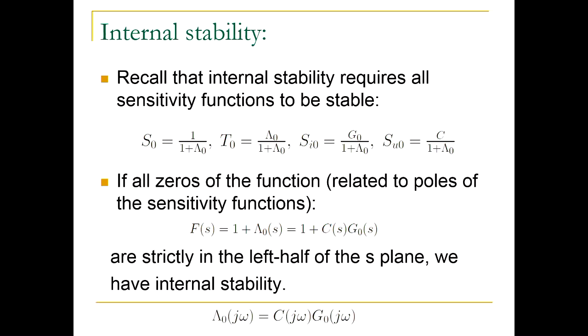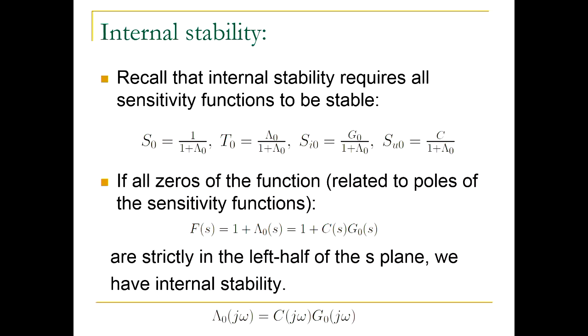All right. So we want to just review things and put things into context. Remember when we talked about internal stability, we said that the system is internally stable if all four of the sensitivity transfer functions are stable. So note that each of these sensitivity transfer functions has in the denominator 1 plus lambda 0. We introduced yesterday lambda 0, that's C times G0. That's controller transfer function times plant transfer function.